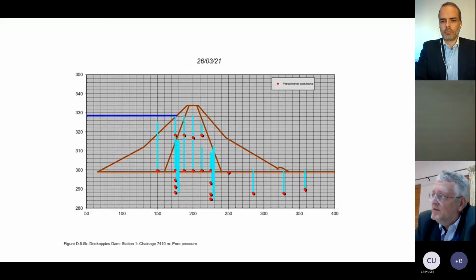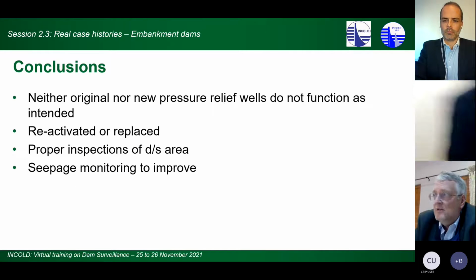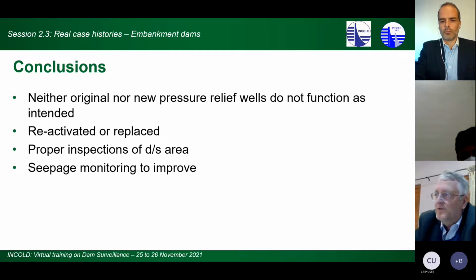And this was a situation earlier this year. Unfortunately, at that section, the grout curtain is not functioning as intended. Neither are the original or the new pressure relief wells functioning. I've been trying to convince the dam owner that we have to reactivate or replace these pressure relief wells, and that one has to do very regular, proper inspections in the downstream area.